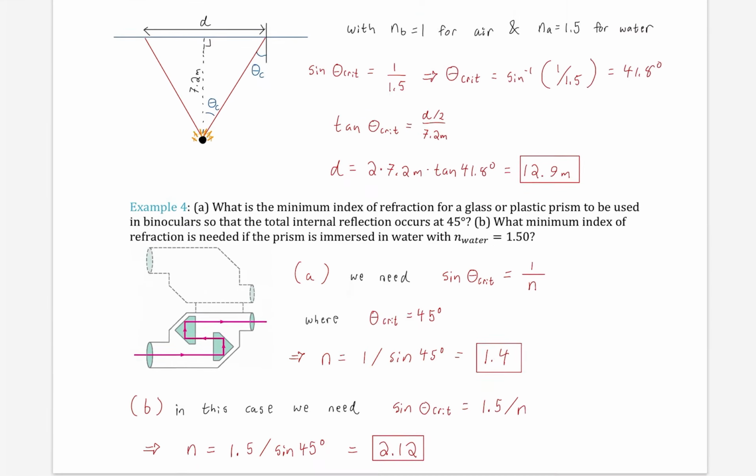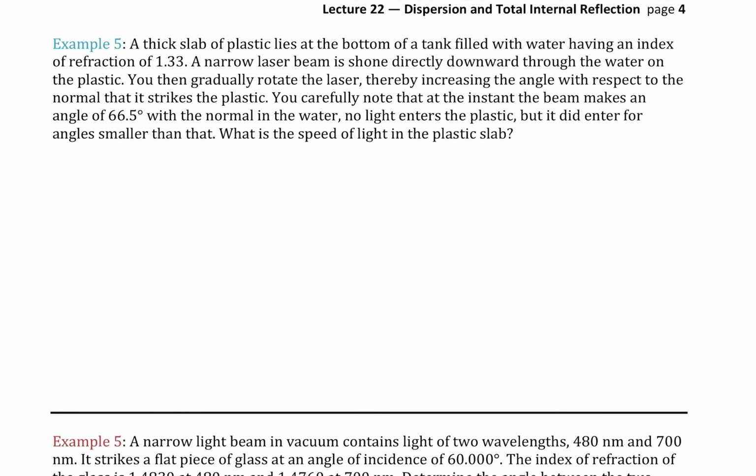So we see maybe it's practically not very feasible to make underwater binoculars. Okay, let's do our final example. Not too much new with this example, pretty straightforward, but we are solving for something else. We're solving for the speed of light based on a critical angle. So kind of a neat relationship of ideas.